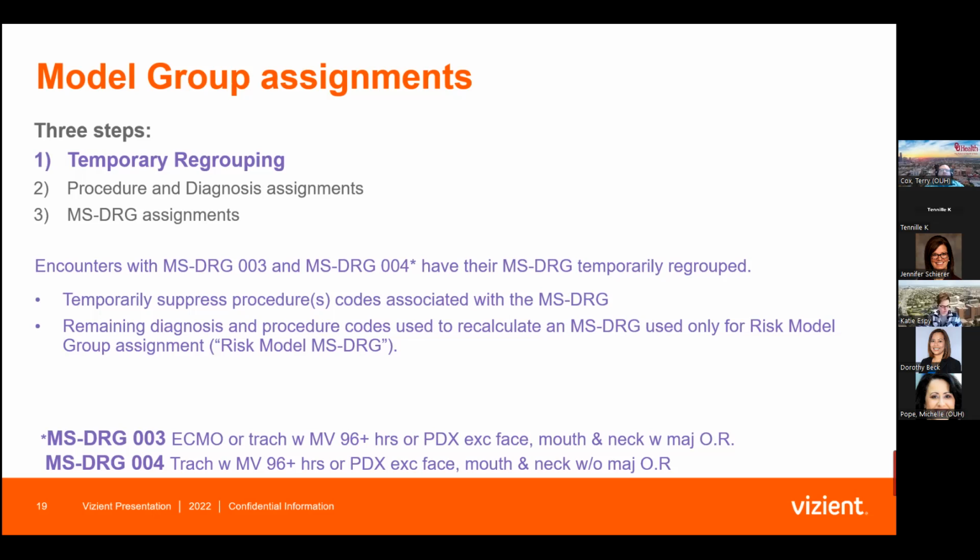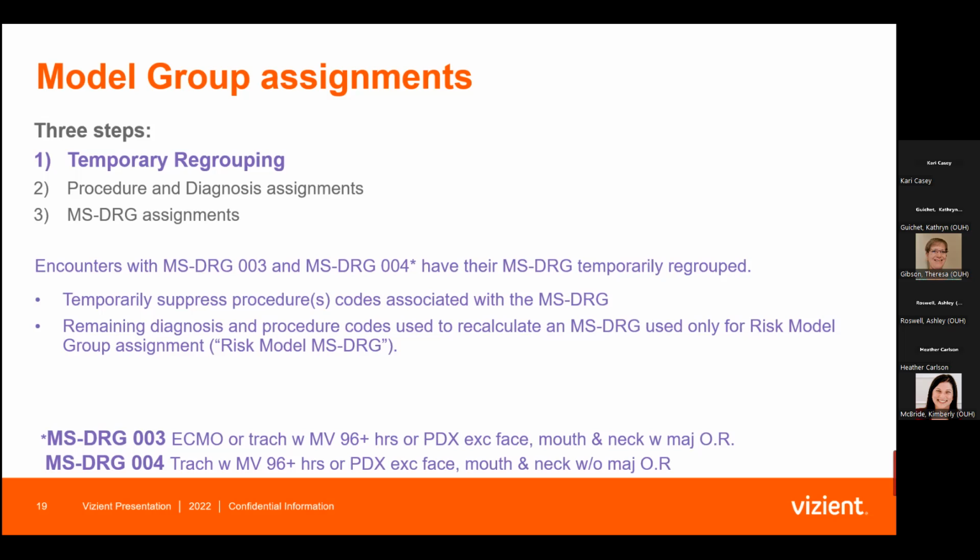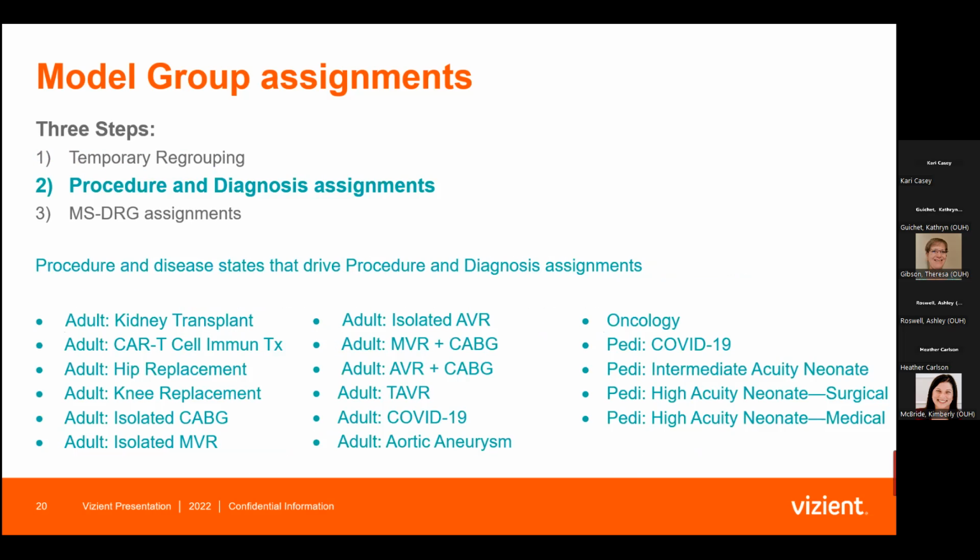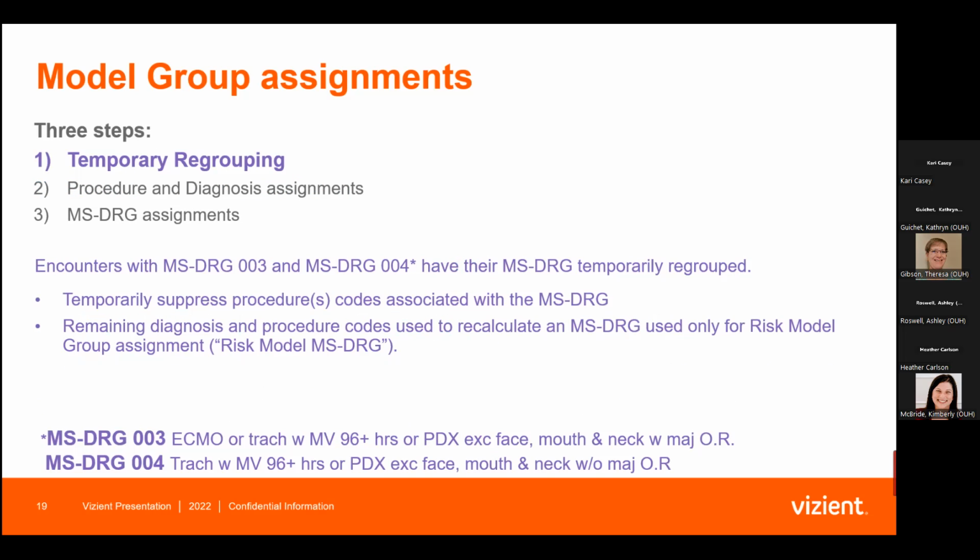For your cardiac surgery patients, take note of this, because if they're on ECMO and tracheostomy, most of those patients will be regrouped. So it's important to learn that we do this step first. After that, once the expected values are generated, the procedure codes are added back, and the patient is reassigned to the original MSDRG based on the grouper that you've used.